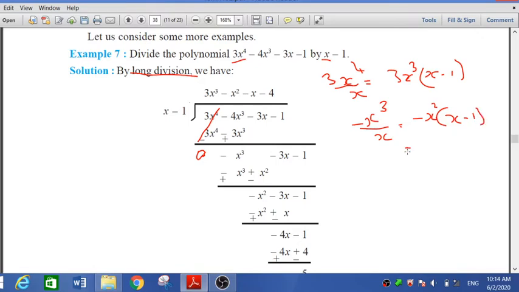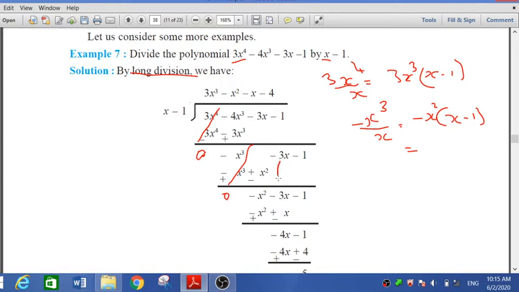Open it. You have to open it. You will get minus x cube plus x square. Now sign change, plus minus. We can get 0. We cannot simplify this because it is minus 3x, and here it is plus x square. We cannot simplify, but why? Here it is minus 3x, the power is 1; here the power is 2. So we have to just put it as it is. That is why we put minus x square.